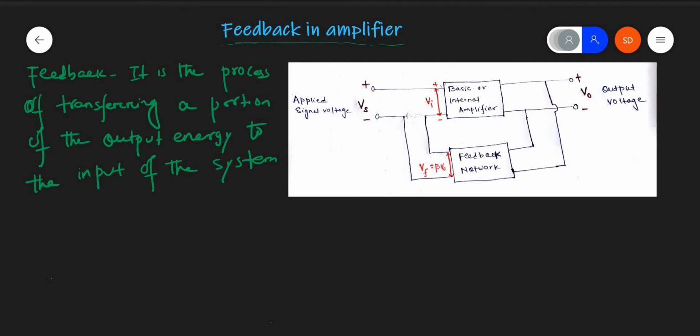Now, types. Basically there are two types of feedback. One is positive feedback, and the second one is negative feedback.